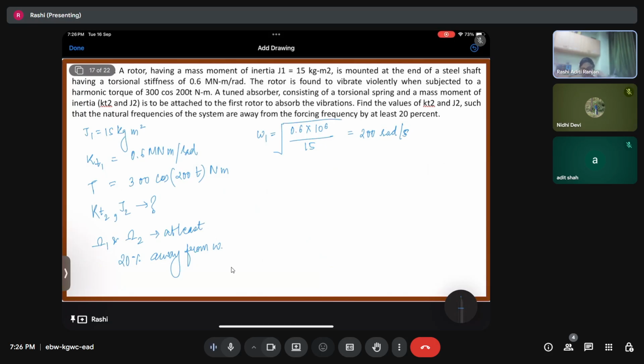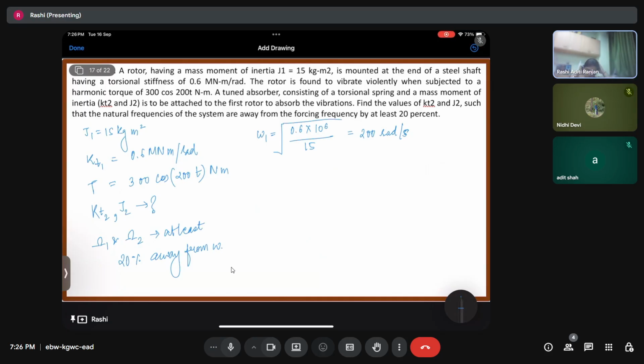And the natural frequencies of the new system should be at least 20% away from the natural frequency of the original system, right? That is what we are supposed to find.